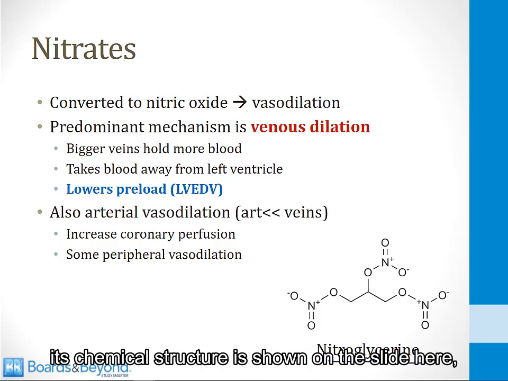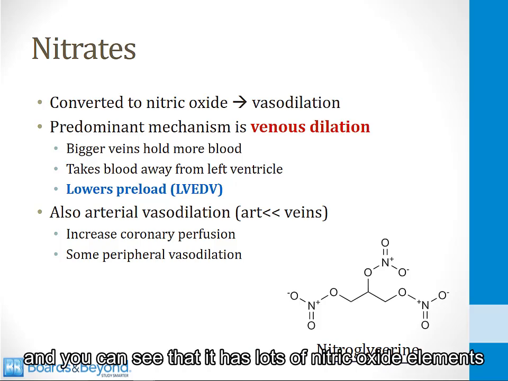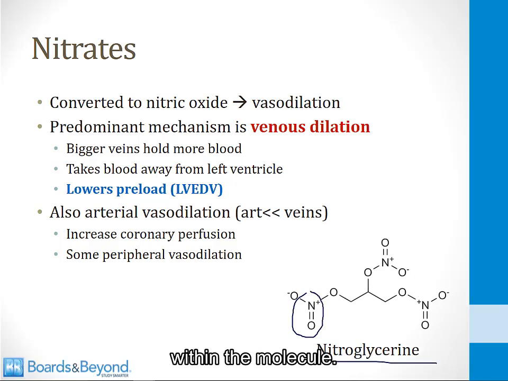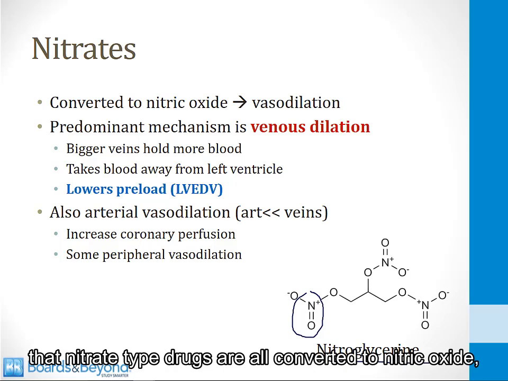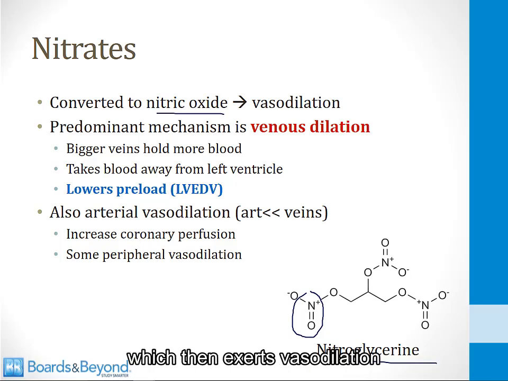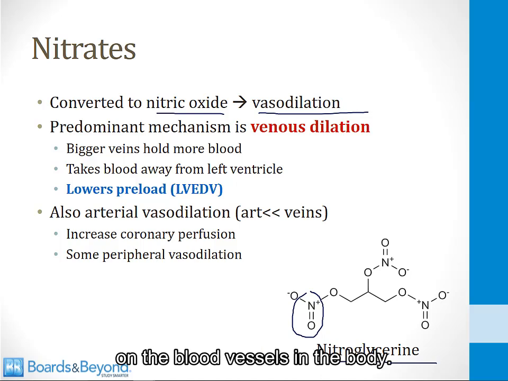Its chemical structure is shown on the slide here, and you can see that it has lots of nitric oxide elements within the molecule. So if you know that, it's easy to remember that nitrate-type drugs are all converted to nitric oxide, which then exerts vasodilation on the blood vessels in the body.